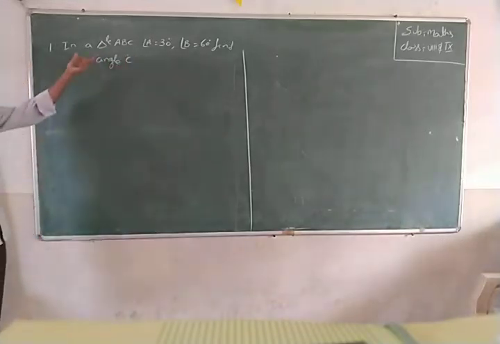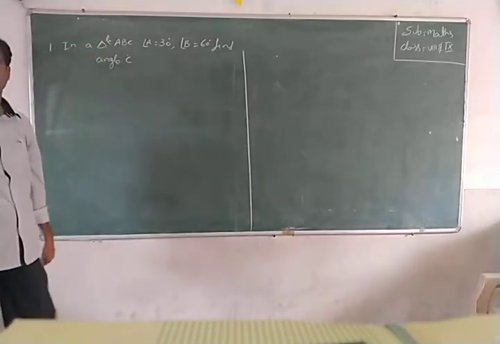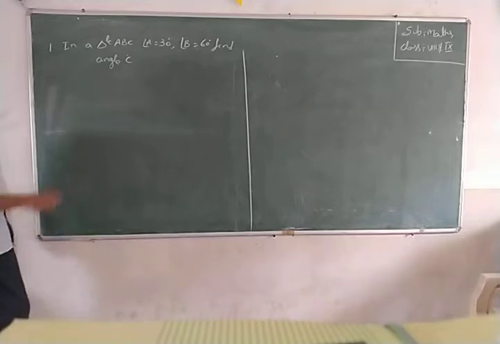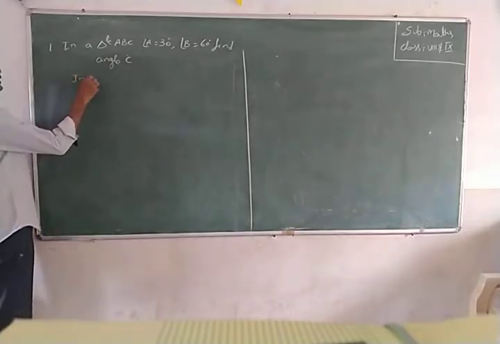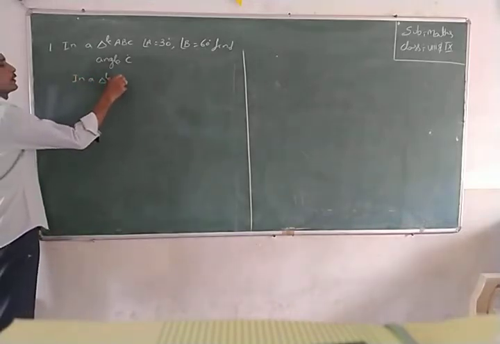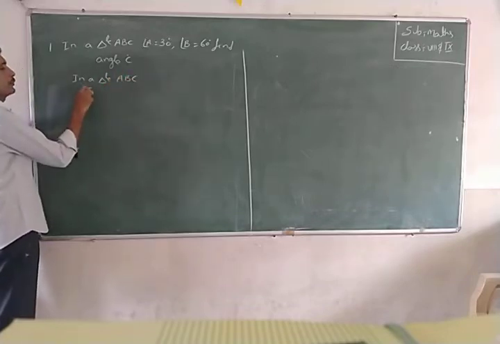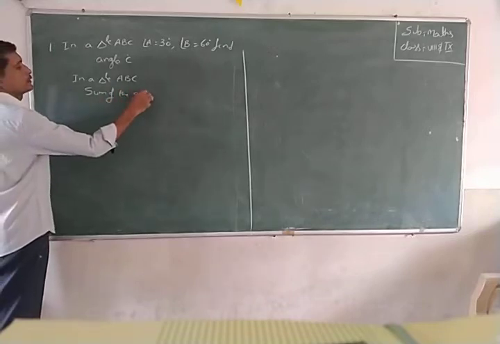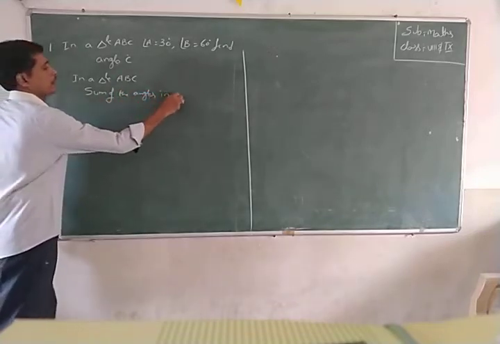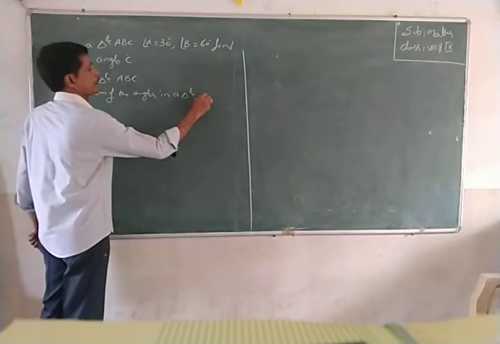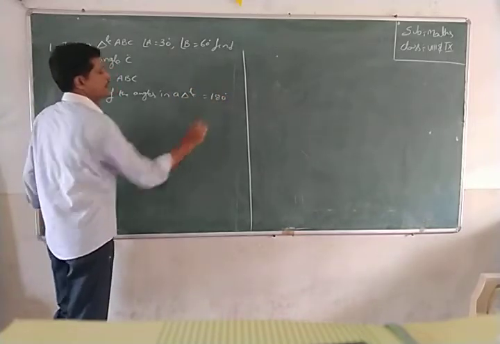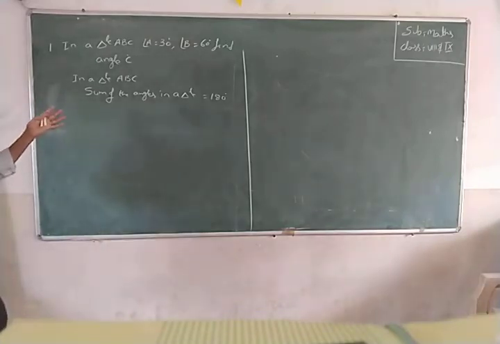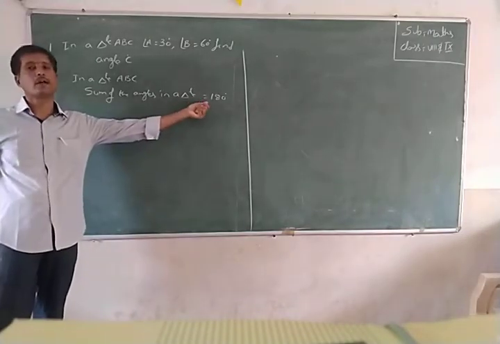Here in a triangle ABC, how much is the sum of the angles in a triangle? The sum of the angles in a triangle is 180 degrees. That is for any triangle, whether it is an equiangular triangle, an obtuse triangle, whatever it may be. Therefore the sum of the angles in any triangle is 180 degrees.